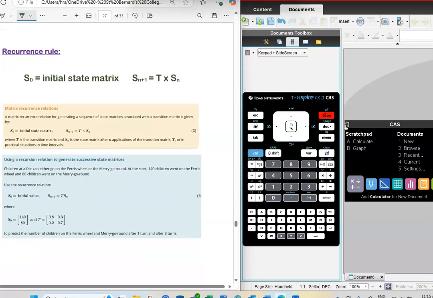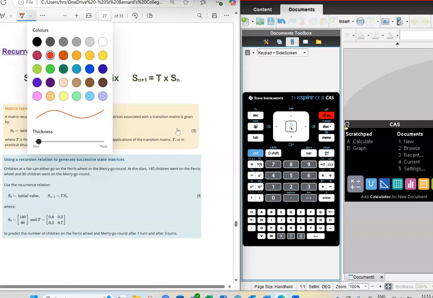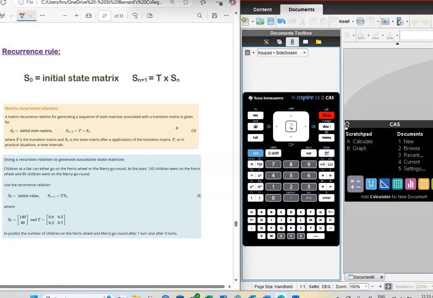Here, as I said, recurrence is just a rule. It just means it's a formula of how to do it. But when we are asked to write a recurrence rule, we always have to give initially what was at the start. So we will give S0. So if you're ever asked to write this, this is the start scenario.